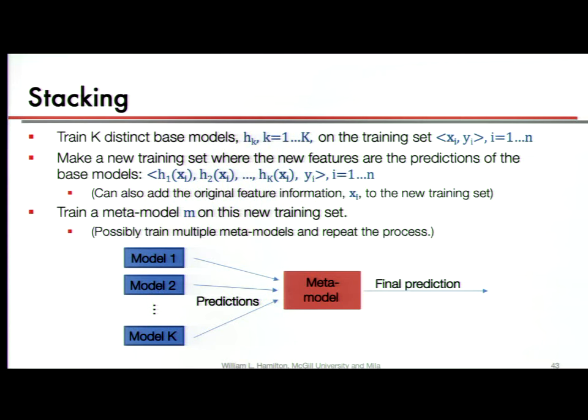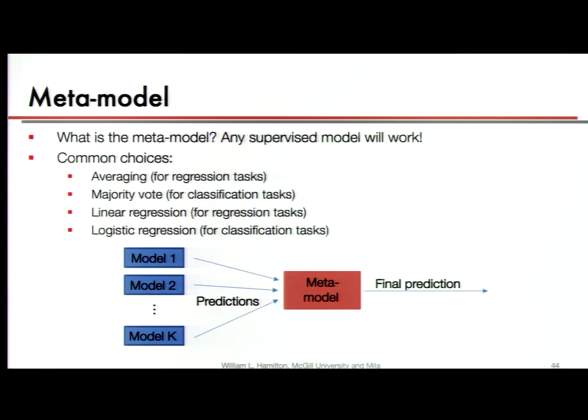And now what we're going to do is we made this new data set where each of our training examples in this new data set is what is the output and what was the prediction made by our previous k models. Now we're going to train a meta model on this new data set. And generally this meta model is often just averaging or taking majority vote.